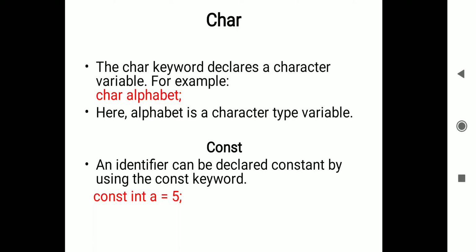Next keyword is const. It means an identifier can be declared constant by using the const keyword. For example, const int a = 5. Here const is a keyword, then int, and then the variable name. Int is a data type.